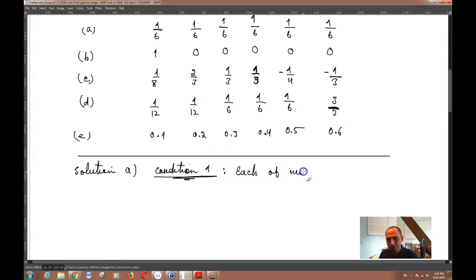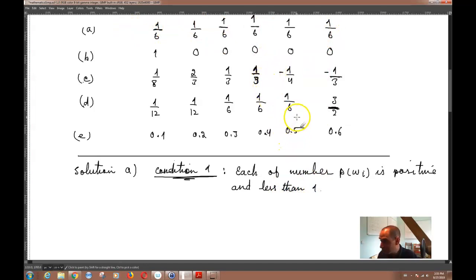Each of the numbers p of omega of i is positive and less than 1, as you can see here. Number 2, the sum of the probabilities is equal to 1.